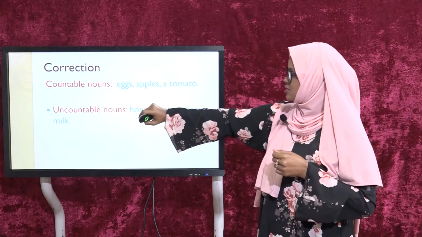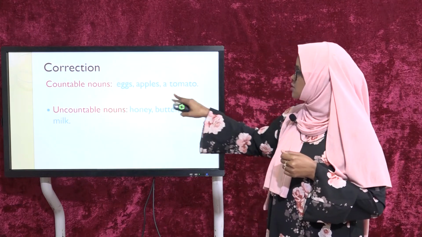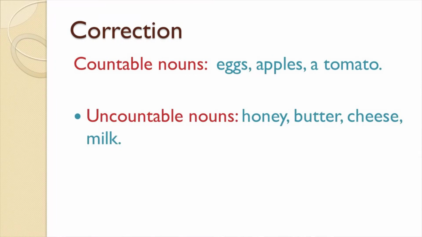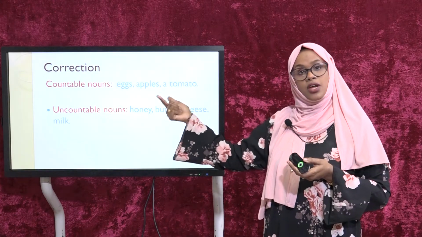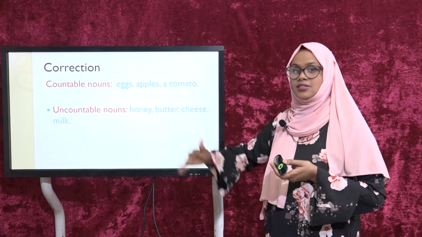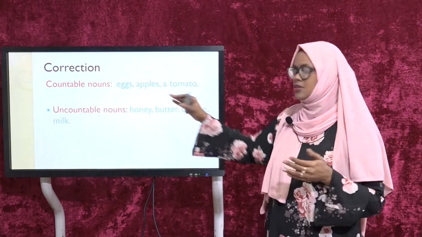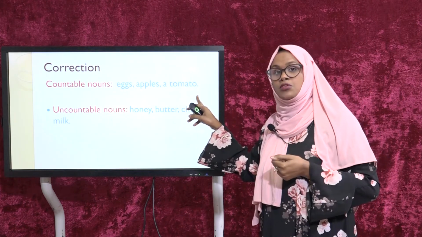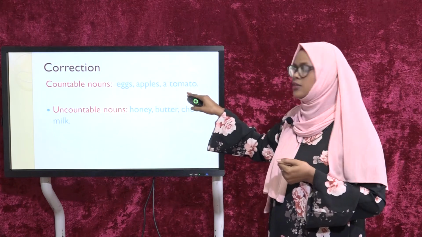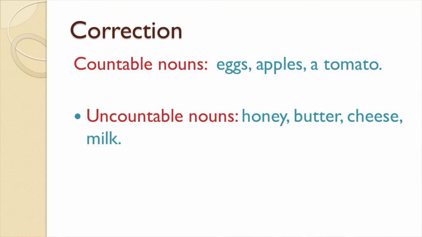Look at the countable nouns. We put in the column of countables, eggs, apples, a tomato. Why is eggs in the countable nouns? Because we can count eggs. We can have 1 egg, 2 eggs, 3 eggs, and so on. We can even have thousands of eggs, okay? Apple, same thing. A tomato, 1 tomato. Can we put it in plural? Of course. We can say 3 tomatoes, 4 tomatoes, okay?